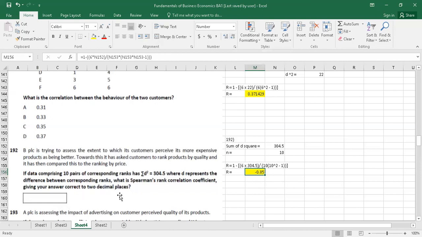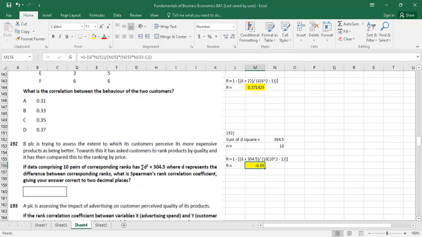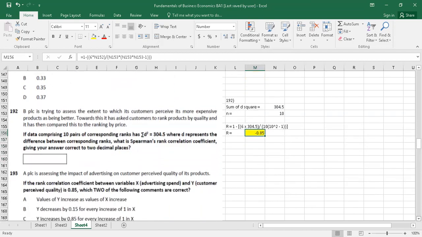Answer to two decimal places. So what kind of relationship does it indicate? It is negative. If it is negative, it indicates that there is a negative correlation. It is a strong negative correlation because it is very close to -1. So if one variable is increasing, we see that the other variable is decreasing. That's why it is a negative correlation. So it indicates that there is strong negative correlation.